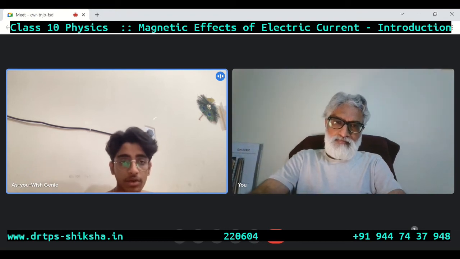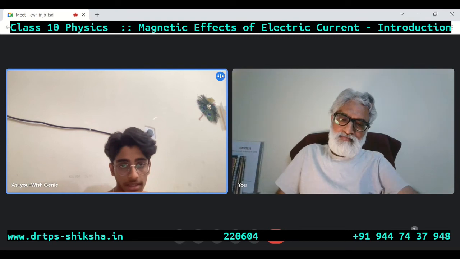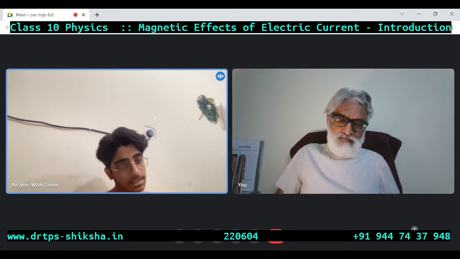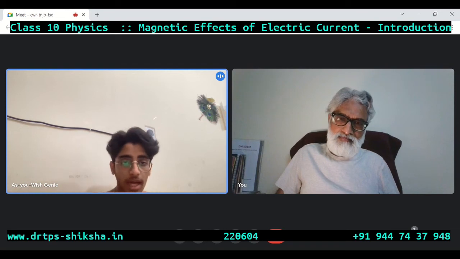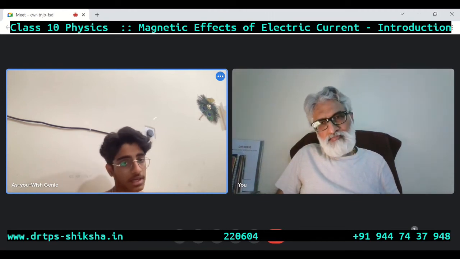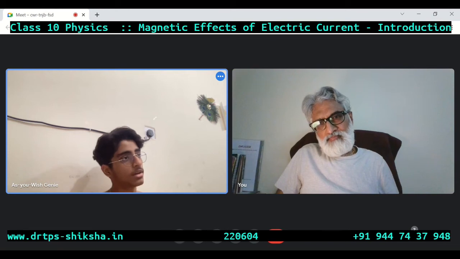The strength of a permanent magnet cannot be changed. The strength of an electromagnet can be changed by changing the number of turns in the coil or by changing the current passing through it. The north-south polarity of a permanent magnet is fixed and cannot be changed. The polarity of an electromagnet can be changed by changing the direction of current in its coil.